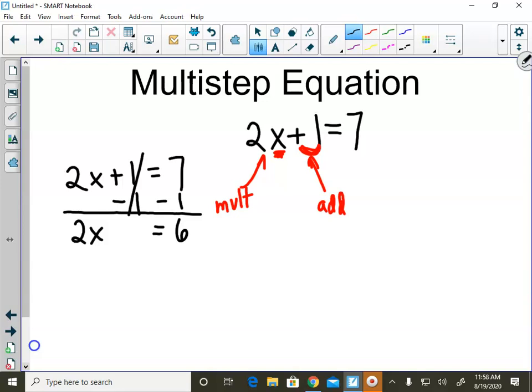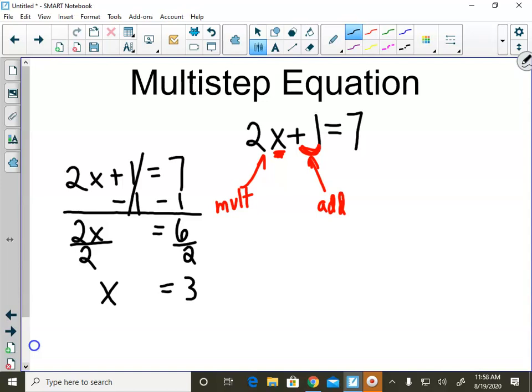And we're going to solve this part of the equation by undoing multiplying by 2. And the way you undo multiplying by 2 is you divide by 2. So I'm going to divide both sides of the equation by 2. And that's going to give me x is equal to 3.